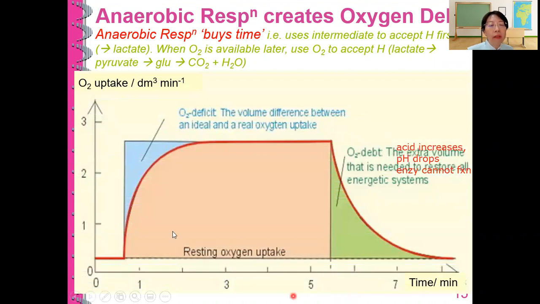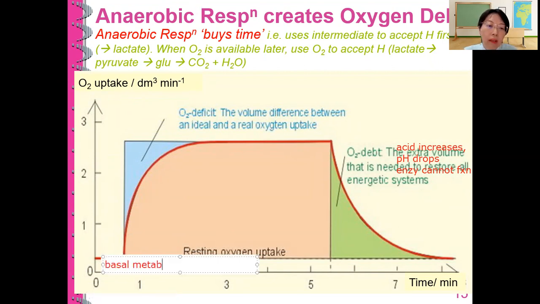So what will happen in mammals, for example, us? This is a graph that shows the oxygen uptake of the organism in volume per minute on the y-axis, and the x-axis is the time in minutes. At the beginning of the graph, the oxygen uptake is very low and consistently horizontal. This is the amount of oxygen needed by our body to maintain the basal metabolic rate.